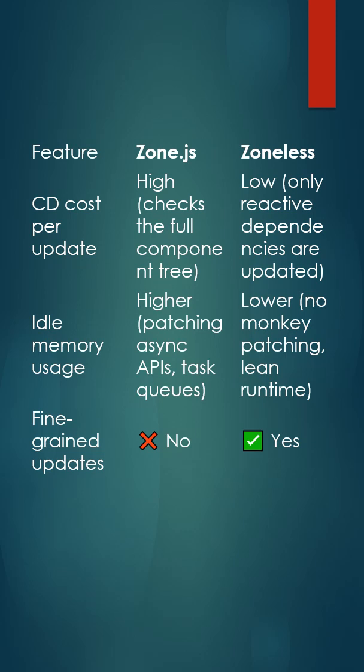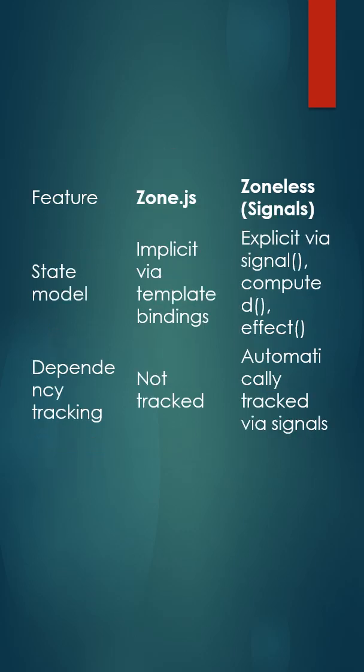Next is the state model. With Zone.js, the state model is implicit, through template binding. In zoneless, we have signal, computed and effect. So we have different things in zoneless.